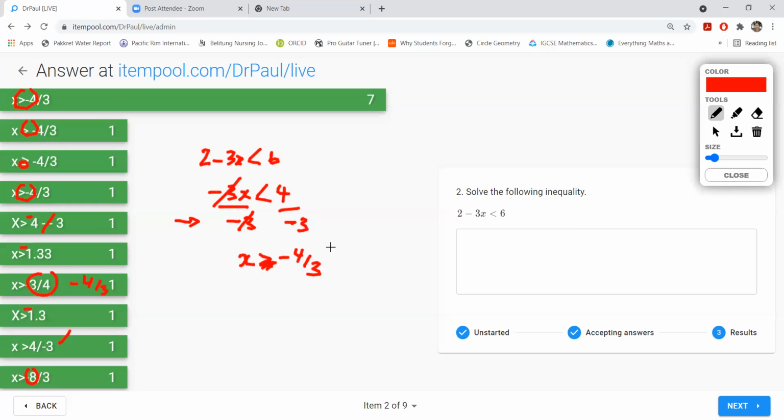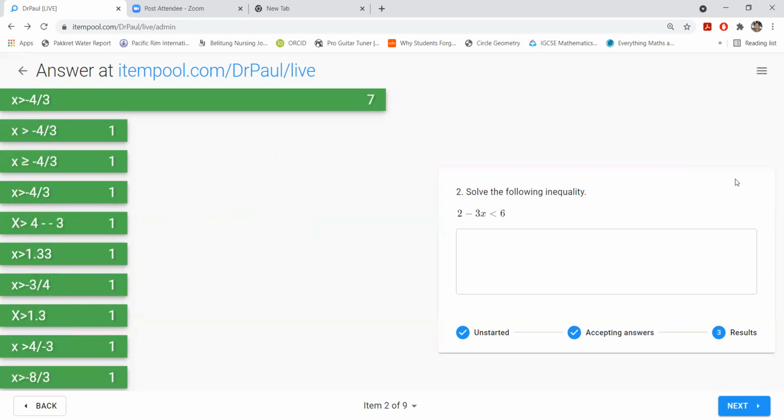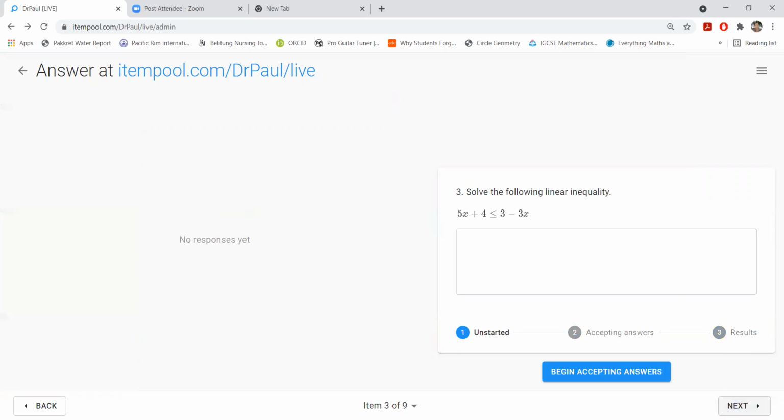But if you made a mistake, take note of that and try to fix it quickly as I wrote it. Okay, next one. Okay, not too difficult. So just put your x's together on the left side. Move your x's to the left and put your numbers on the right. Do that one.